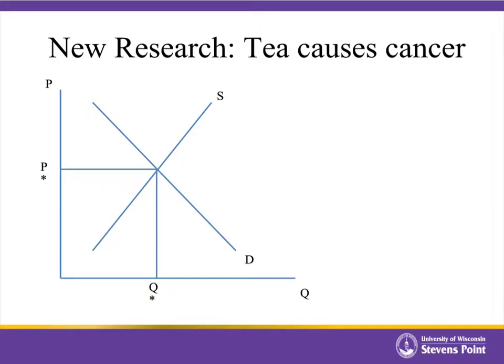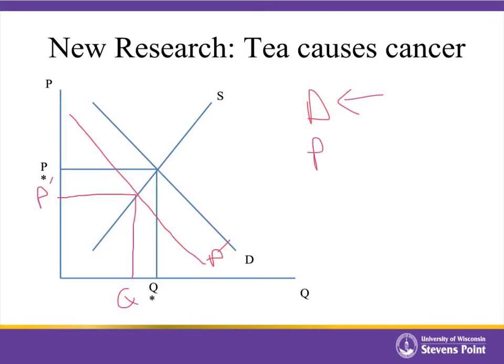So this research suggesting that tea causes cancer would likely cause some people to decide they don't want to drink as much tea regardless of the price, and so that would cause demand to decrease. The decrease in demand is going to cause there to be a surplus if the price doesn't change, and so that's going to put downward pressure on the price. So the price adjusts downward to the new equilibrium, and we see a lower equilibrium quantity. So equilibrium price here is falling, and our equilibrium quantity also falling.